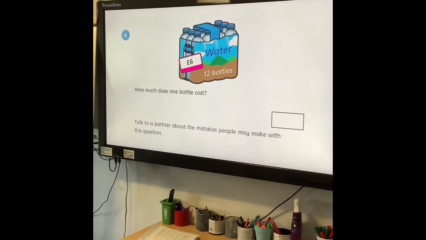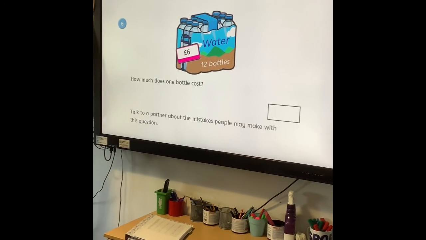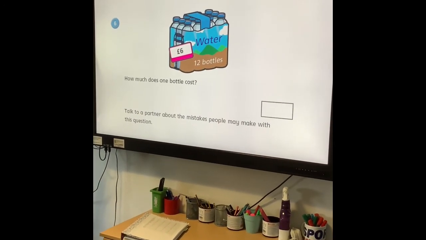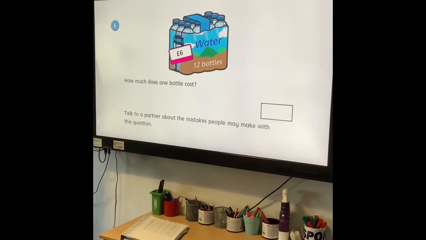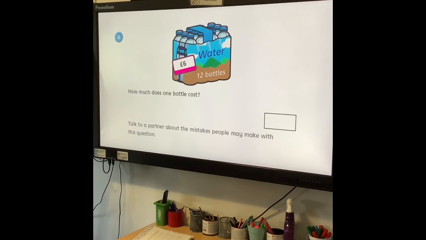Number 6. Up here, you've got a picture. It says, how much does one bottle cost? Talk to the partner, or your parents, or yourself, if you fancy it, and see if you can spot the mistakes people could make. Be careful, you've only got £6, but you've got 12 water bottles. Good luck.